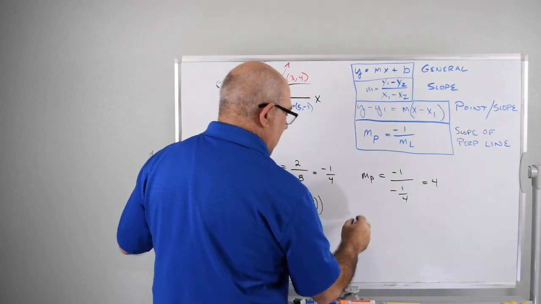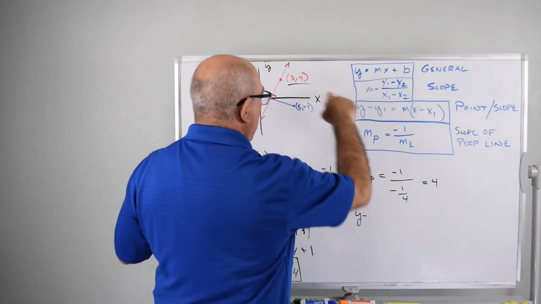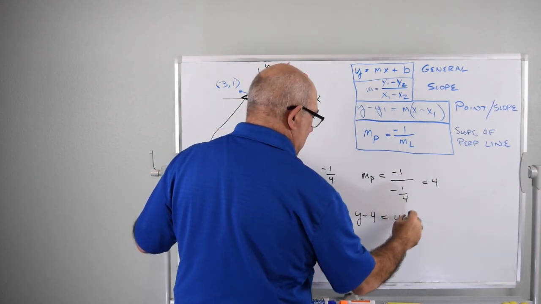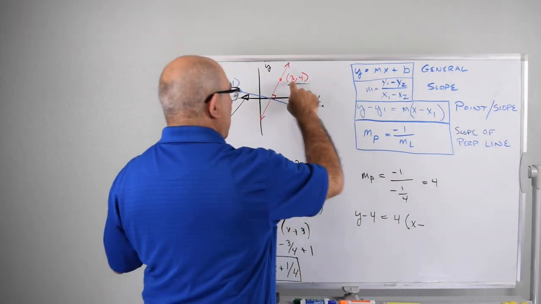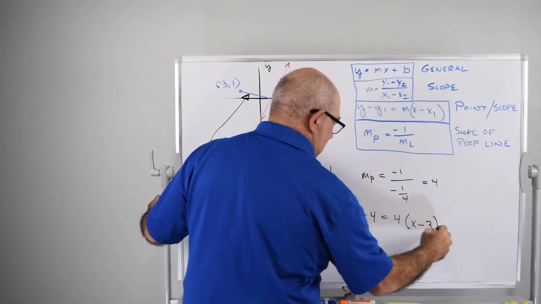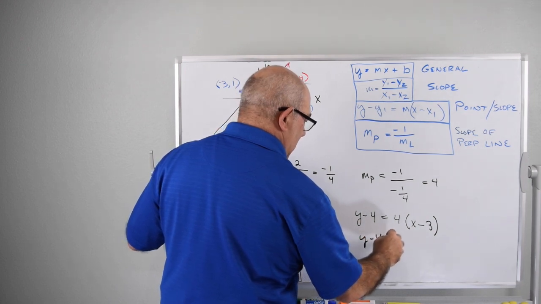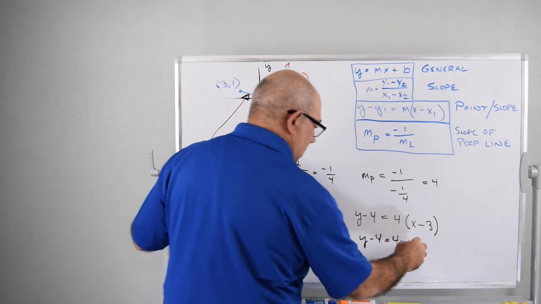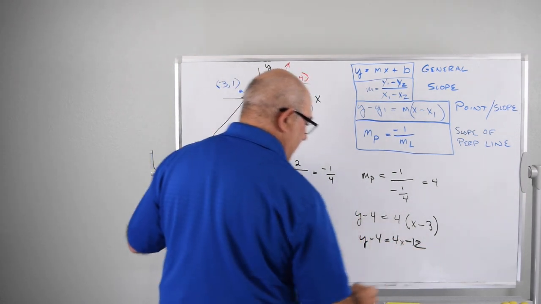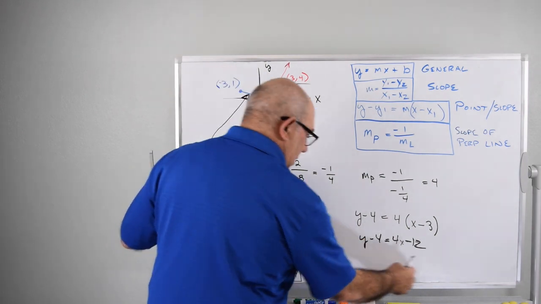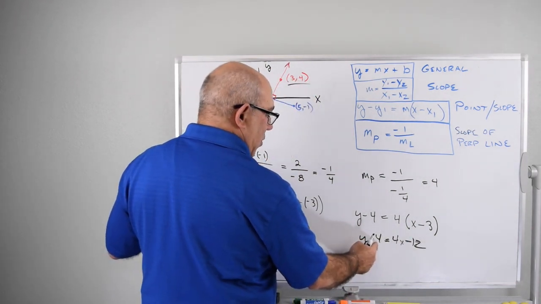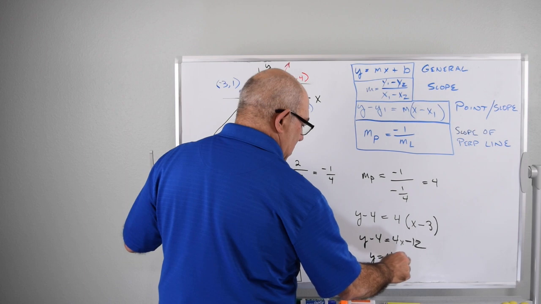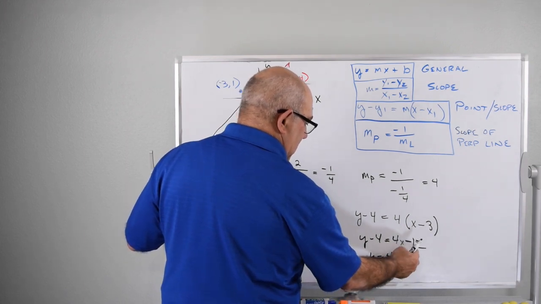So we use this formula again. We get y minus y1, which is 4, equals 4, this slope, times x minus x1, which is 3. We get y minus 4 equals 4x minus 12. Okay, crazy there. And then we add 4 to both sides. We get y equals 4x minus 8.